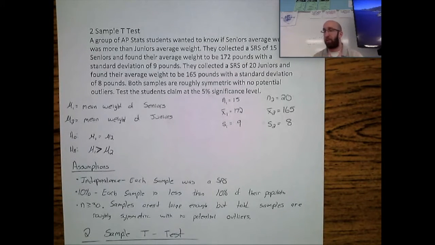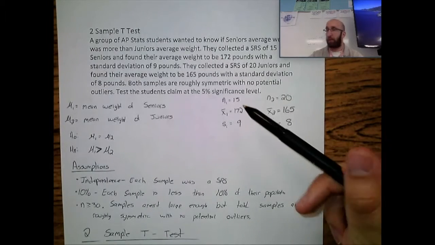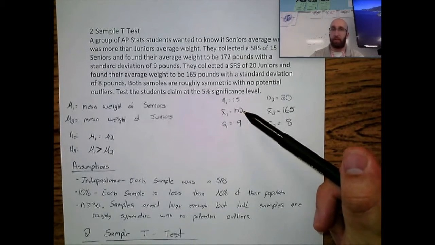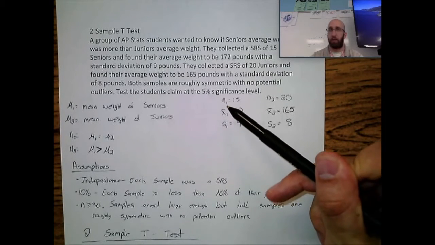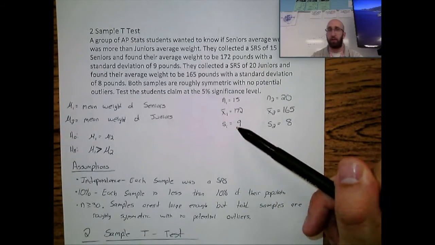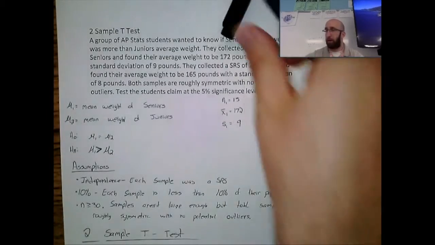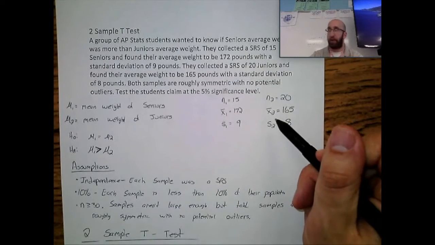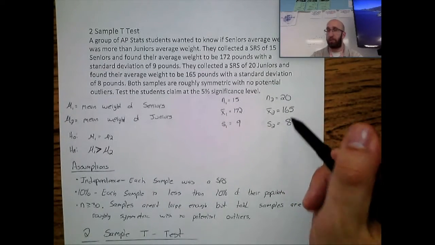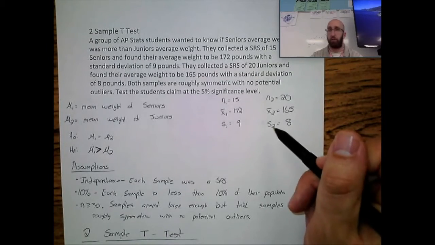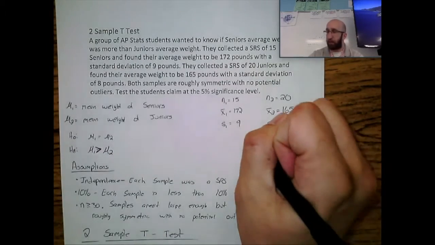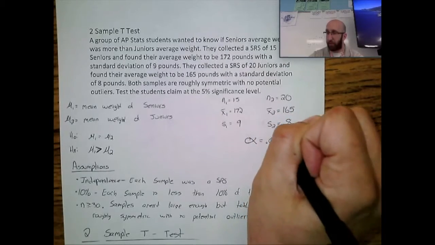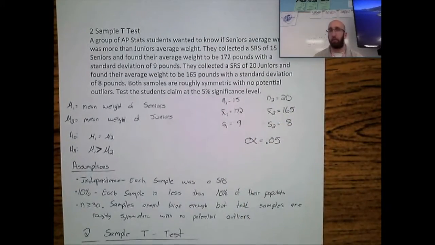First thing I do when I start off pretty much all of these hypothesis testing and confidence interval problems is I pull out all relevant information. So they told me I had a sample of 15 with an average of 172 and a standard deviation of 9. So n1 is 15, x-bar 1 is 172, s1 is 9. They also told me about my average of juniors. So I have 20 juniors, that's going to be n2. The average of those juniors' weights, x-bar 2, is 165. The standard deviation of those 20 juniors, s2, is 8. At the very end, they did talk about a significance level. 5% significance level means my alpha is 0.05.